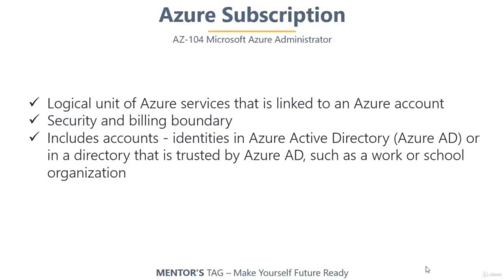Now coming back to this, we already know that we have something called Azure AD, and there is one confusing question which I want to ask right now. We already know that we have a hierarchy, where a resource group is going to have multiple resources inside it, and multiple resource groups will be inside an Azure subscription. But now the question is, an Azure subscription is also including accounts, like identities in Azure Active Directory or in a directory that is trusted by Azure AD, like your organizational or work or school account. Now when you have any existing work or school account, or I can say your organizational AD, and when you associate that with Azure AD, that part also comes under the umbrella of the Azure subscription.